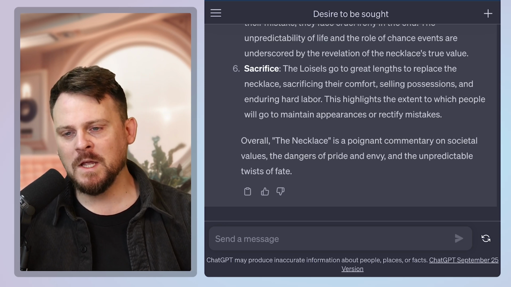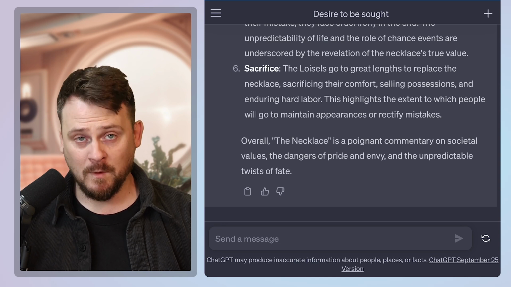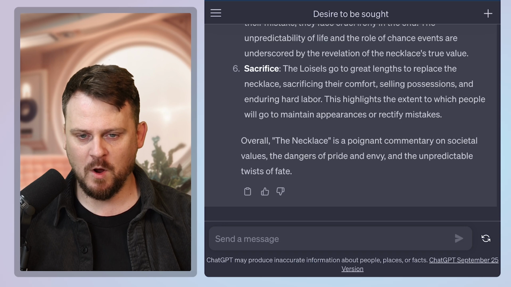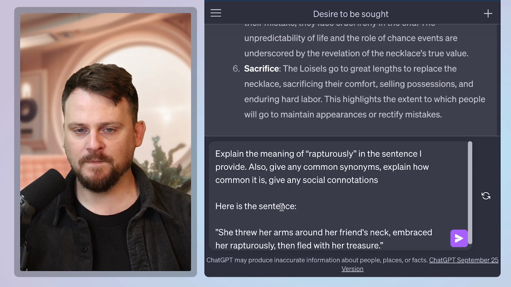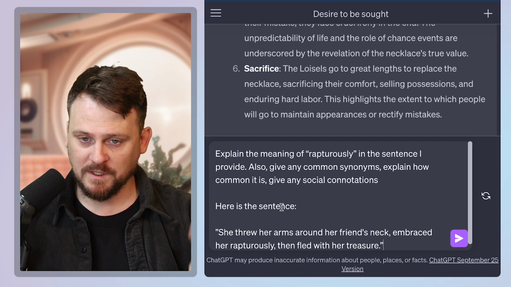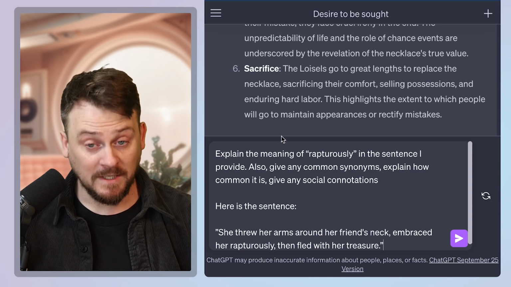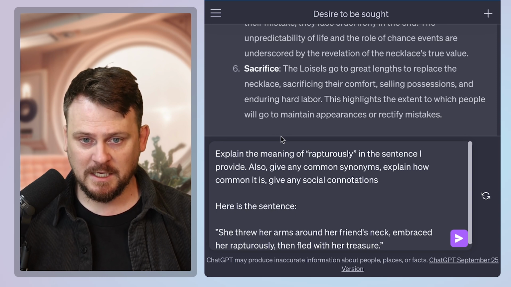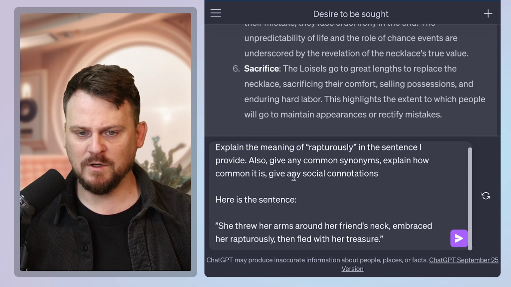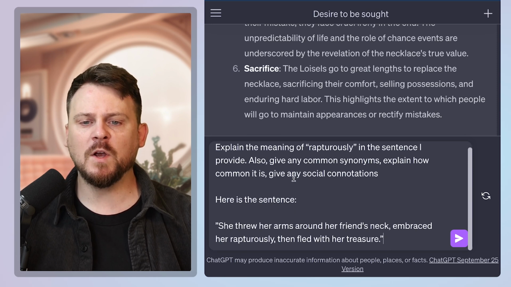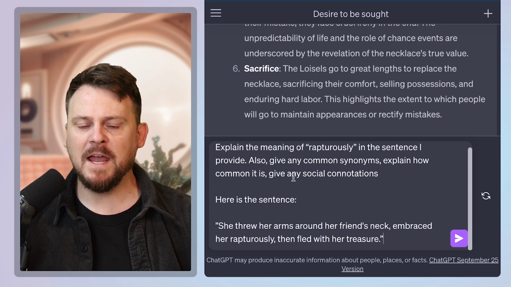So here's what we can do. Explain the meaning, and again, we're providing the full context. We want to do that. Always a good idea when you're working with ChatGPT to provide the full context. Explain the meaning of rapturously in this sentence, or the sentence I provide. Also, give any common synonyms. Explain how common it is. Give any social connotations. Here is the sentence. She threw her arms around her friend's neck, embraced her rapturously, then fled with her treasure.